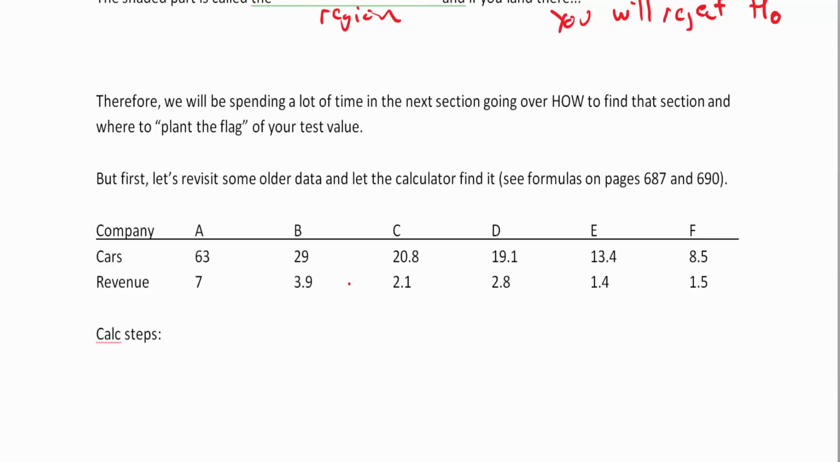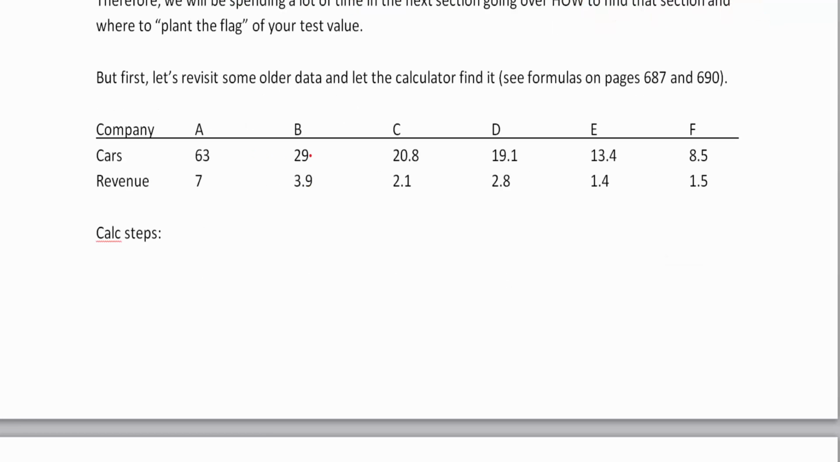So I just want to read this here because we will be spending a lot of time in the next section going over how to find that critical region and where to plant the flag of your test value. Because if you plant your flag in the critical region, you reject. And if you plant your flag not in the critical region, in that giant white space along the weak side of things, then you're just going to say, okay, there's still no correlation. So let's revisit some older data and let our calculator find all this information for you.